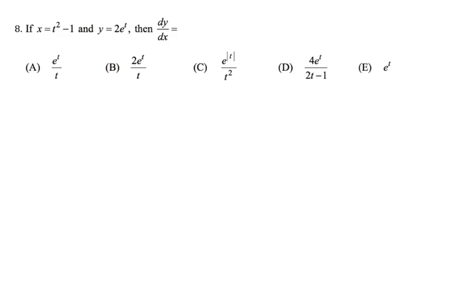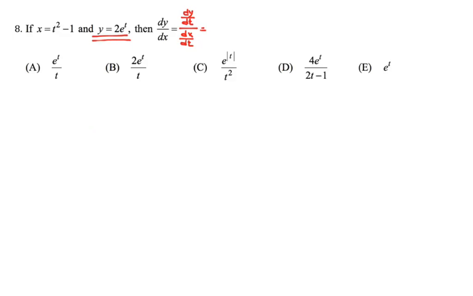All right, now here we have a parametric equation or parametric function, and we want to find dy over dx. How are we going to do it? Dy over dx, as we know, is simply dy over dt divided by dx over dt. But what is dy over dt from here?